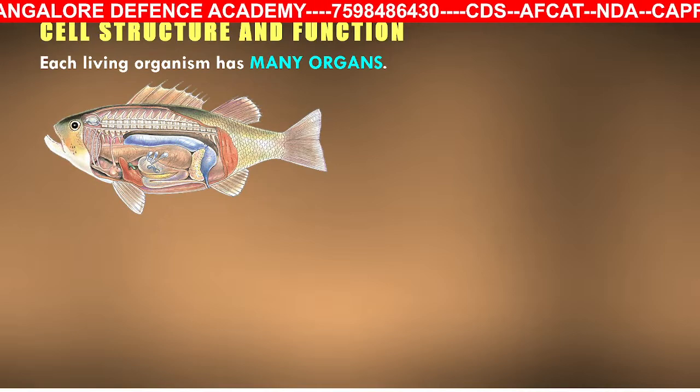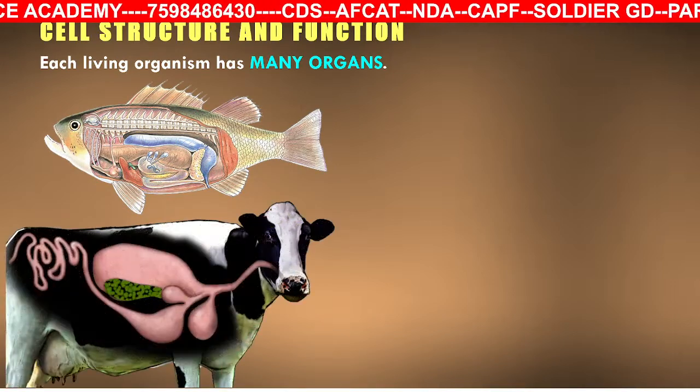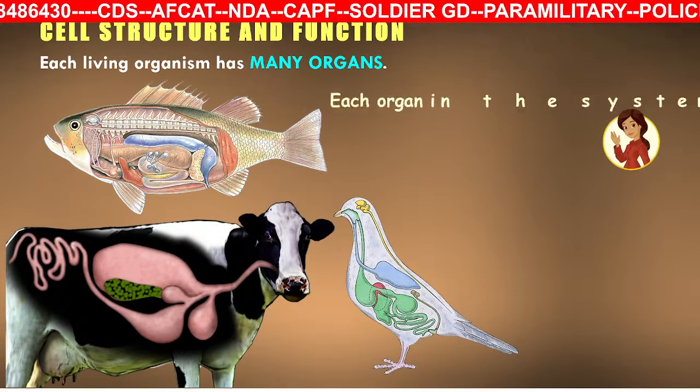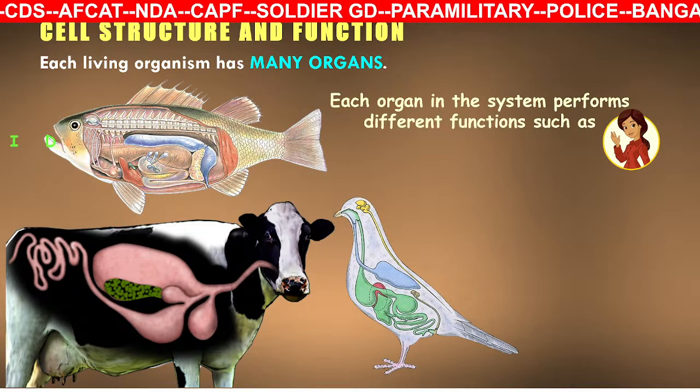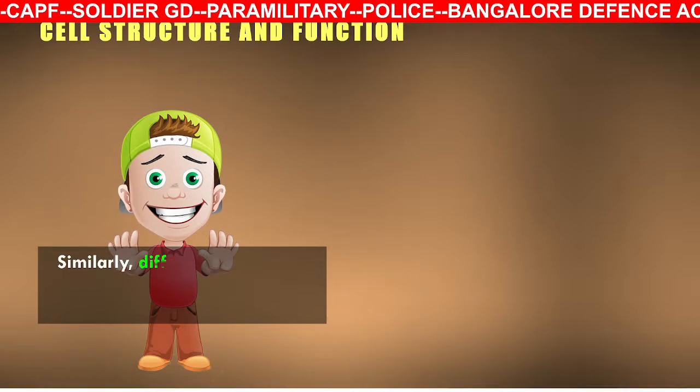They are having the same functions here. Next, cell structure and function. Each living organism has many organs. This is fish, this is cow, pigeon. Each organ in the system performs different functions such as digestion, assimilation, and absorption.